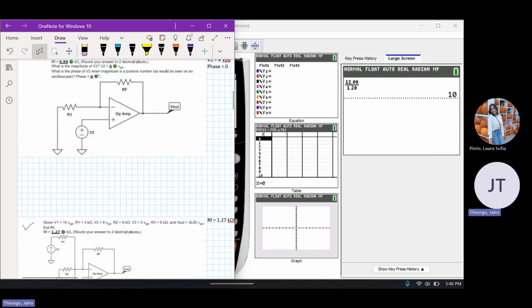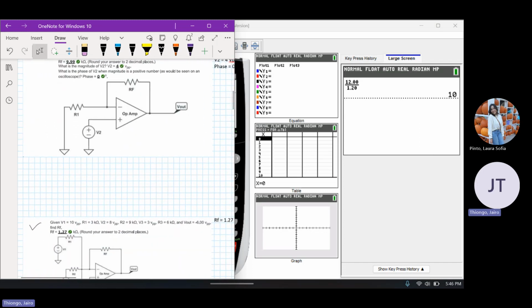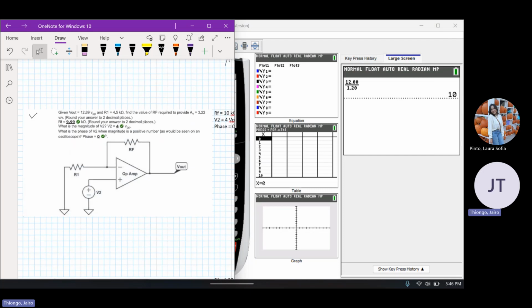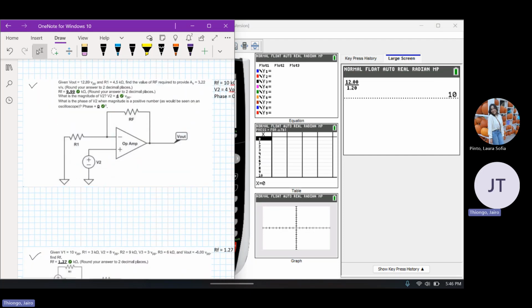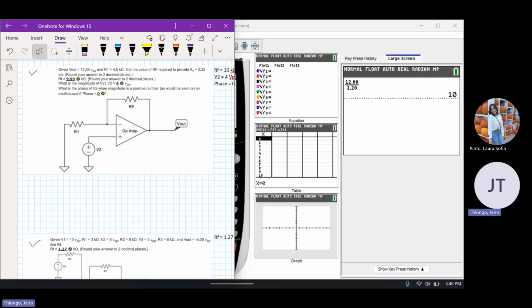On to our next question. It's also asking about op amps, but for this one, this is a non-inverting op amp. How do we know that's a non-inverting op amp? We know based on the input. Vin, or rather the voltage source, is connected to the positive terminal.